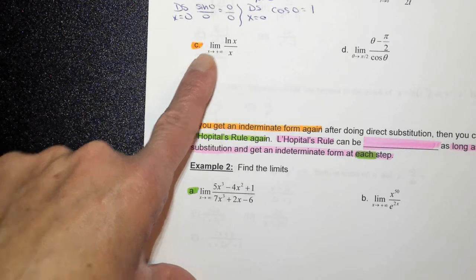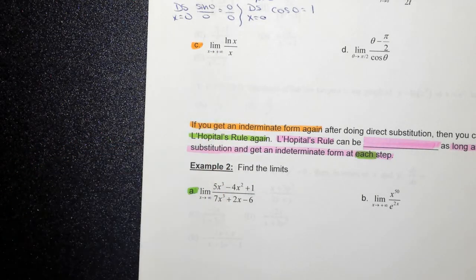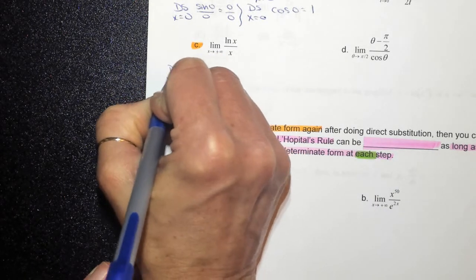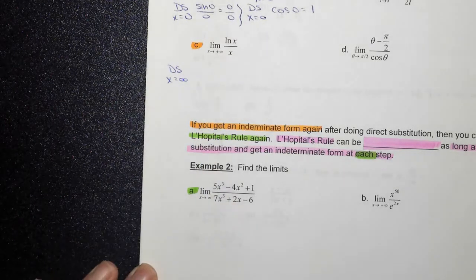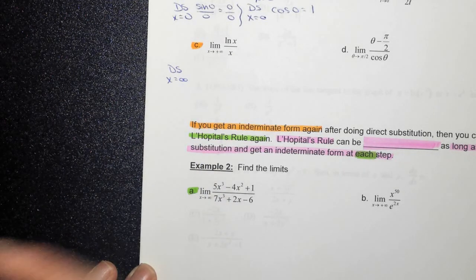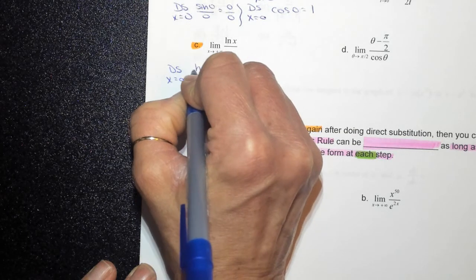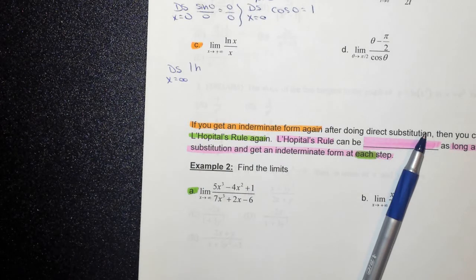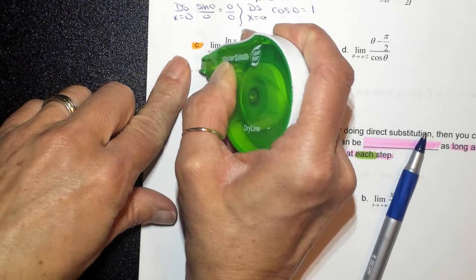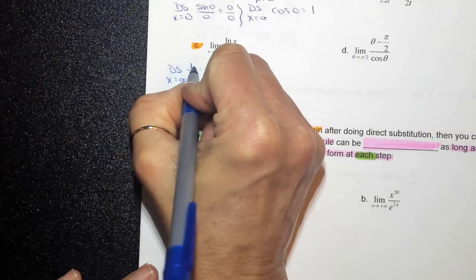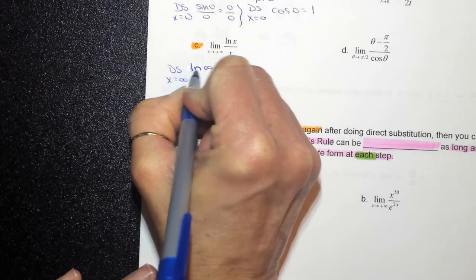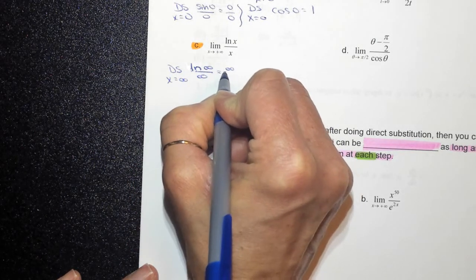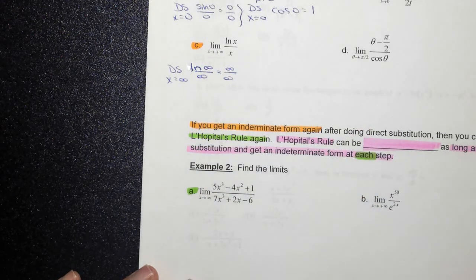In C, we want to evaluate the limit as x approaches positive infinity, meaning I'm going to plug in a humongous number. If I use direct substitution, when x is equal to infinity, ideally a humongous number, we take the natural log of infinity over infinity. The natural log of infinity is an infinitely large number. Indeterminate, so this is not going to work.